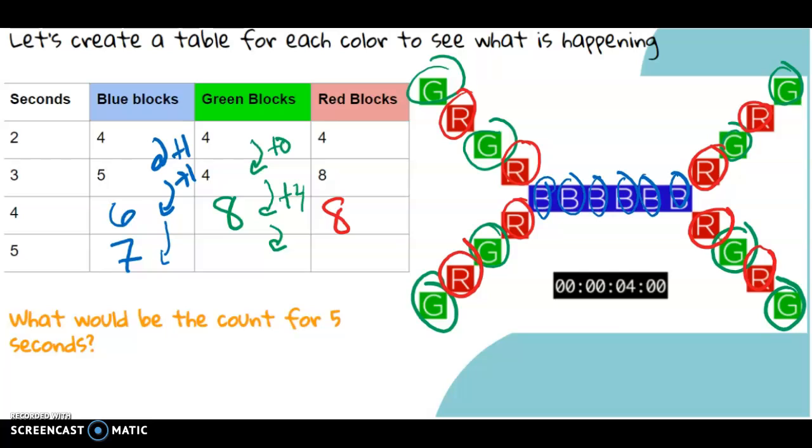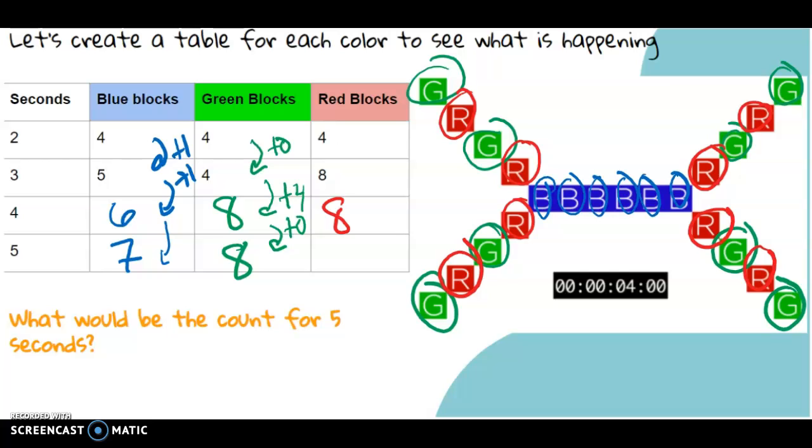As you can see, there's a pattern here. Every 2 seconds, this is increasing. My green blocks are increasing by 4. So since I'm at 5 seconds, I'm still going to have 8 blocks. So this pattern is 0, 4, 0, 4, 0, 4. Or if I was counting by 2 seconds, it would be increasing by 4.